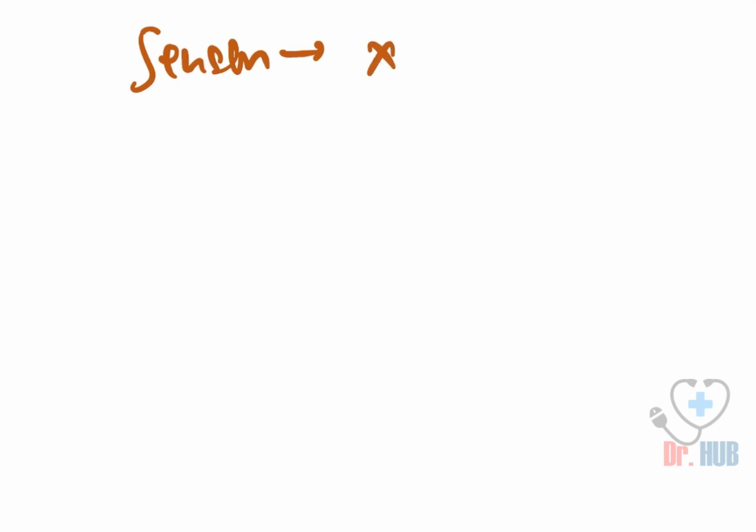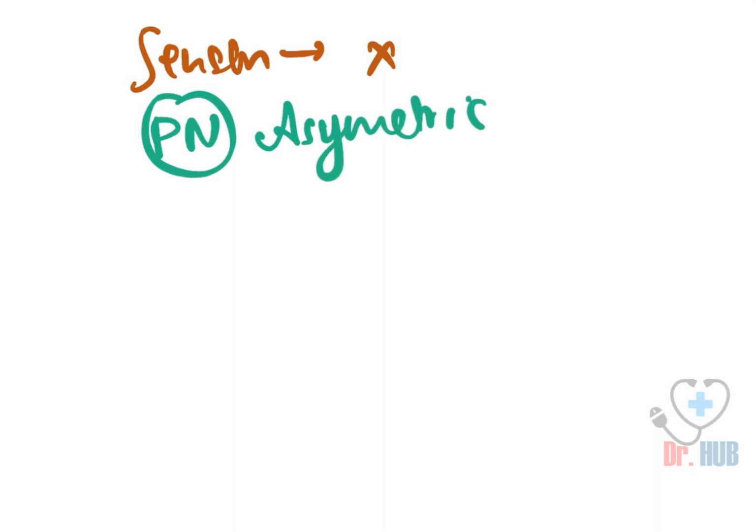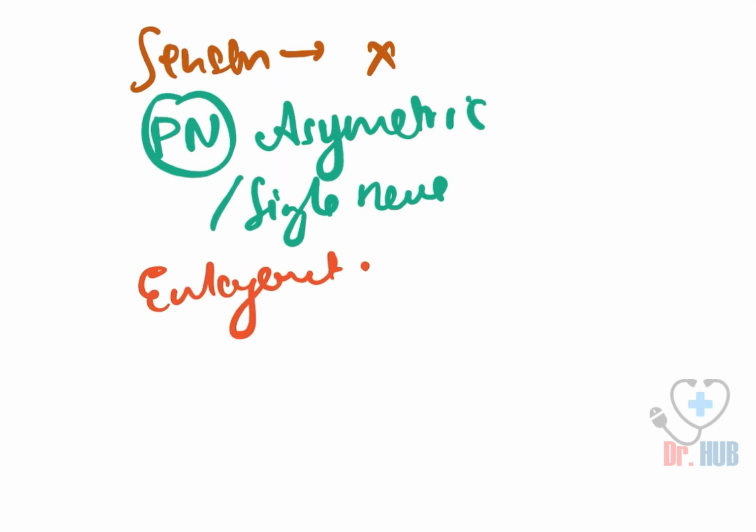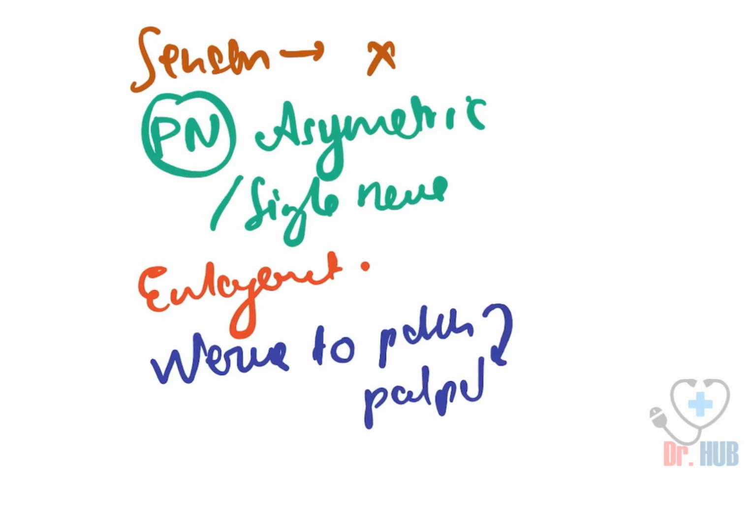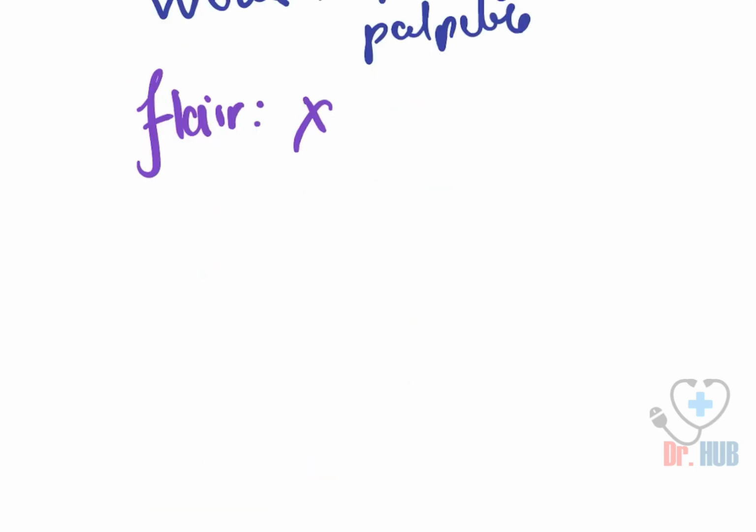Then looking at the peripheral nerves, they are asymmetric, and there is a single nerve enlargement. A nerve to the patch may be palpable. What about the presence of hair? Hair is absent.